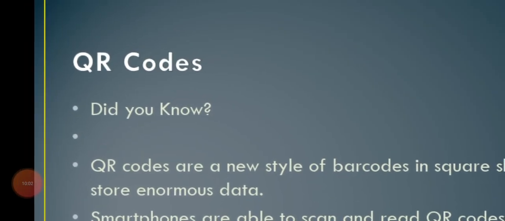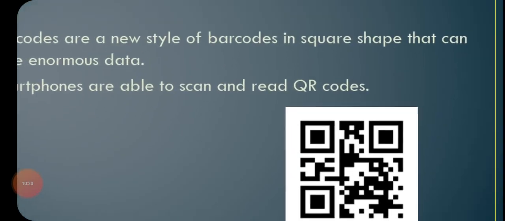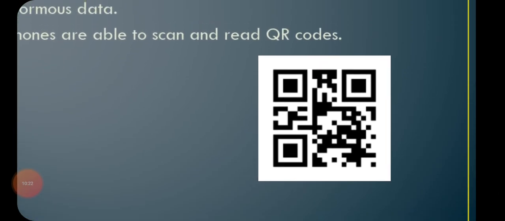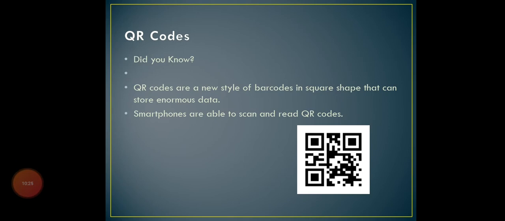QR codes. QR codes are a new style of barcodes in square shape that can store enormous data. Smartphones are able to scan and read QR code. Now, related to QR codes, you can see the picture of it. Okay, I will show you a video in which you can use QR code to connect your smartphones or connect your WhatsApp with your laptop.